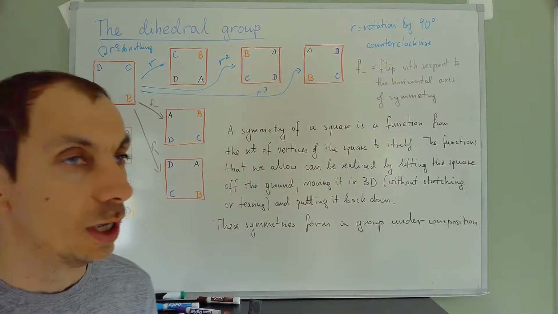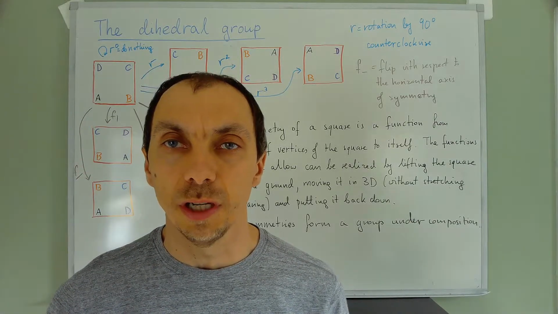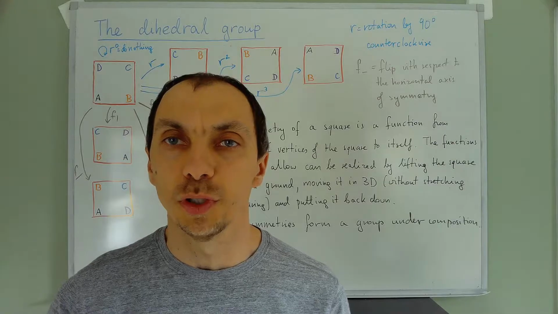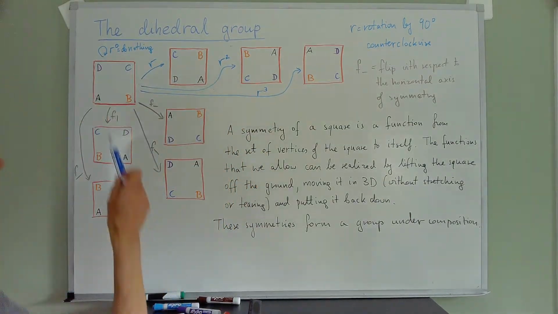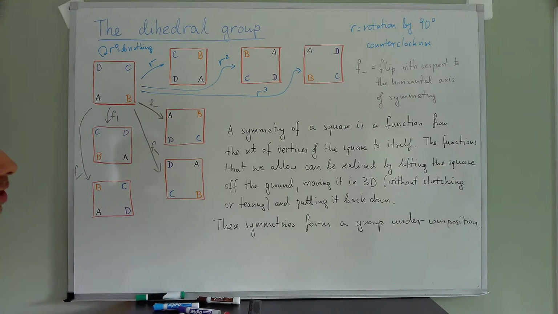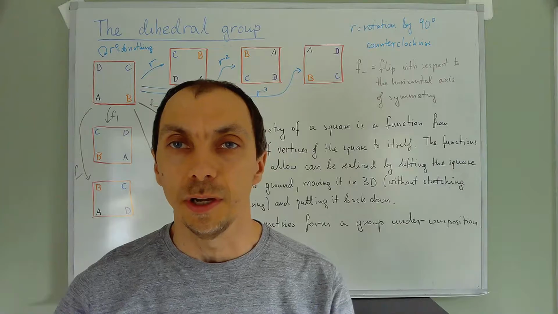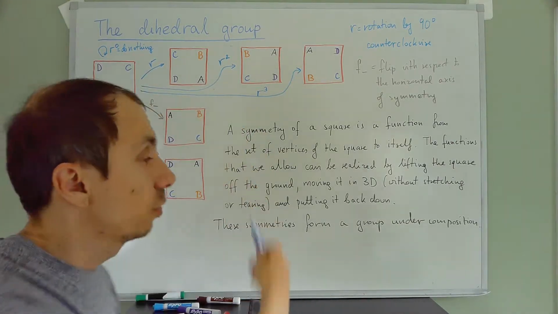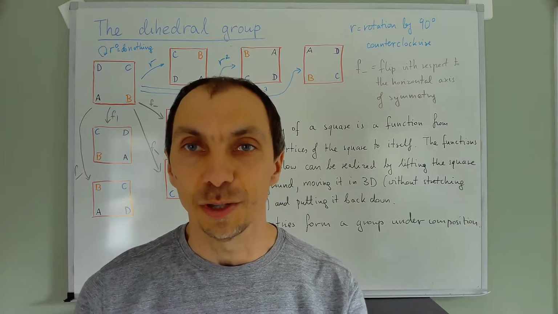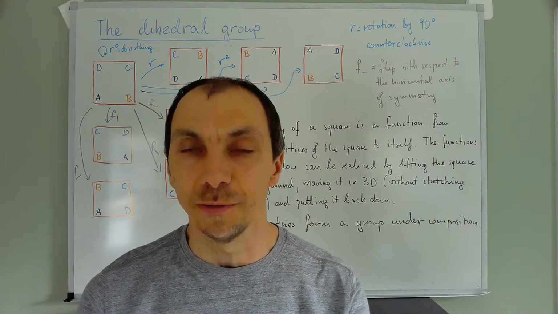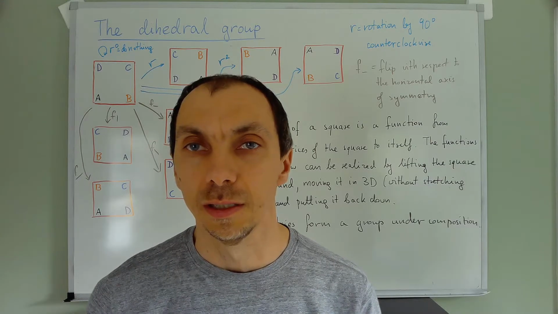What else has to be true? There has to be the identity. So there has to be a symmetry such that any symmetry composed with that symmetry gives you the original symmetry. You see, I specifically wrote down here this one, the do nothing symmetry. Because if I take any symmetry of a square, any one of those, and then after that I do nothing, then I get the symmetry I did in the first place. So the do nothing symmetry plays the role of the identity.